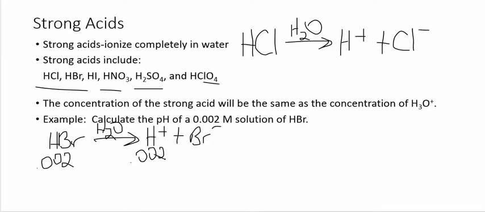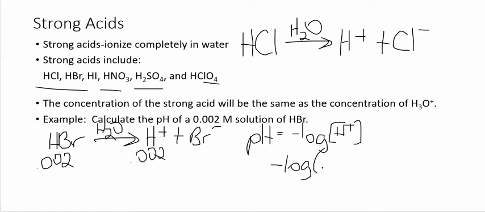Because it completely ionizes, to get the pH, I'm going to take the negative log of H+, so negative log of 0.002, and that will give me the pH of this strong acid solution. pH comes out to 2.7.